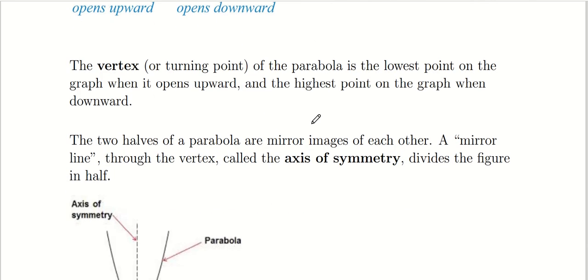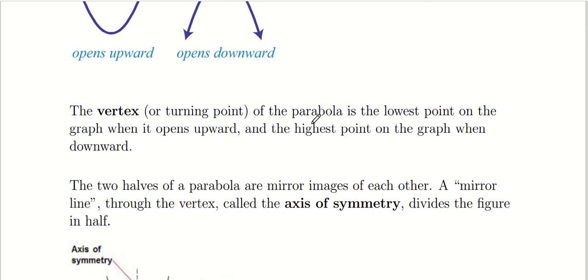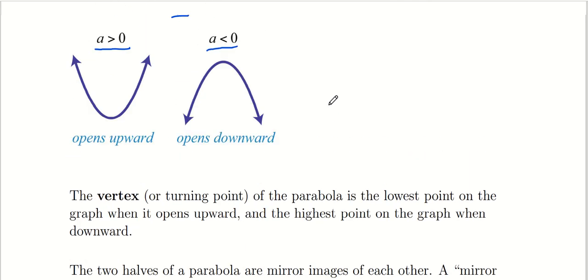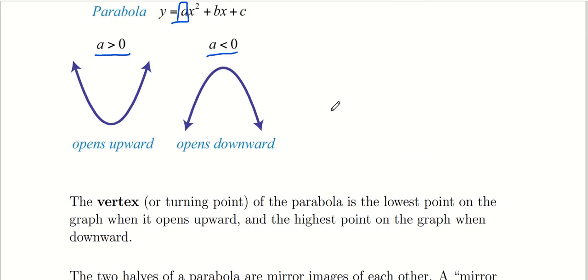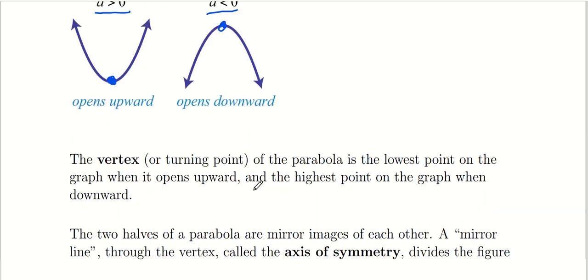One of the most important points, if not the most important point on a parabola, is what's called the vertex or the turning point. When a parabola opens upward, the vertex produces a minimum for the function, and when the parabola opens downward, the vertex ends up being a maximum.